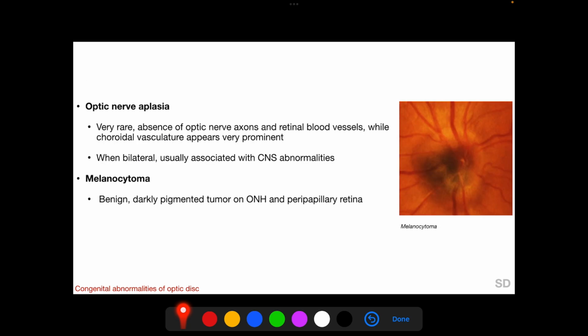Optic nerve aplasia is a very rare anomaly where there is absence of optic nerve axons as well as the retinal blood vessels, while choroidal vasculature appears very prominent. When bilateral, it is associated with CNS abnormalities. Melanocytomas are occasionally seen, and they are benign darkly pigmented tumors on the optic nerve head and peripapillary retina with a fimbriated margin.